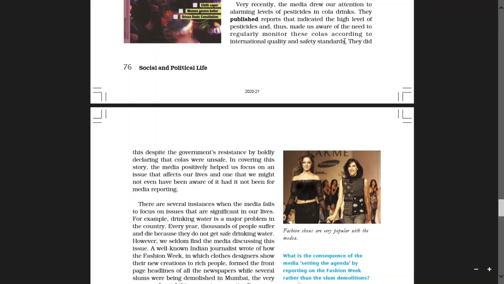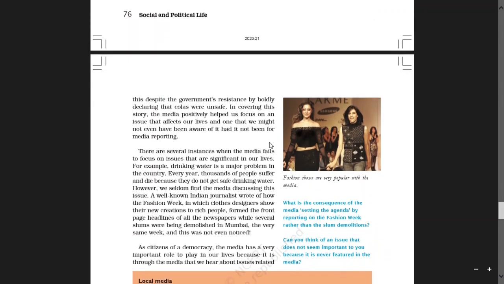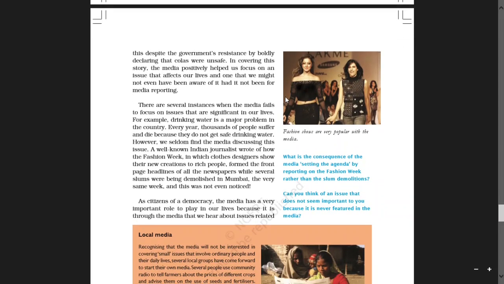So they published the fluorescent reports that indicated the high level of pesticides in the Coca-Cola, and thus made us aware of the need to regularly monitor, which means checking these colas according to international quality and safety standards. They did this despite the government's resistance by boldly declaring that colas were unsafe.